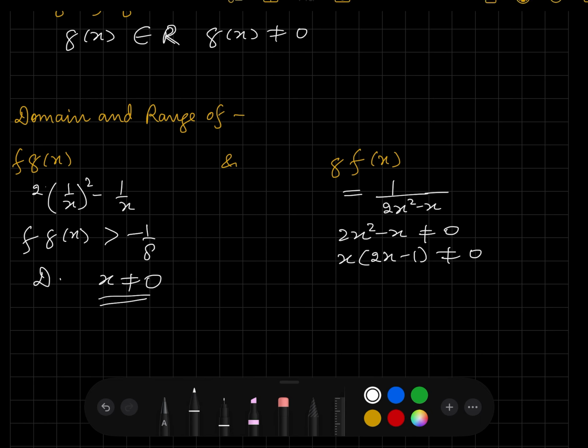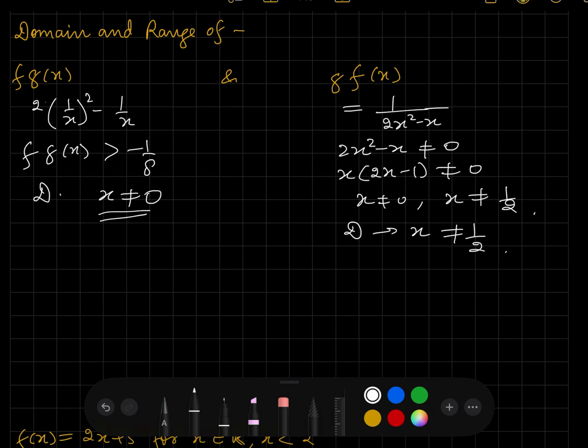So either x is not equal to 0 or x is not equal to 1 by 2. So we say that my domain is what? My domain is all the real values, but x is never equal to 1 by 2. So this is the domain of our g of x, right? Okay, the next thing is to find out the range of g of x.